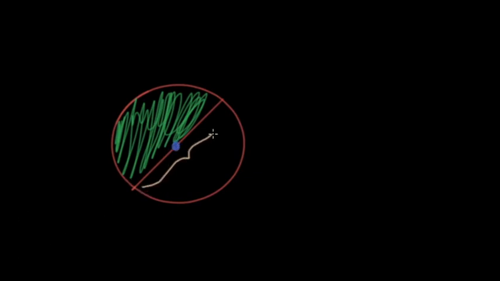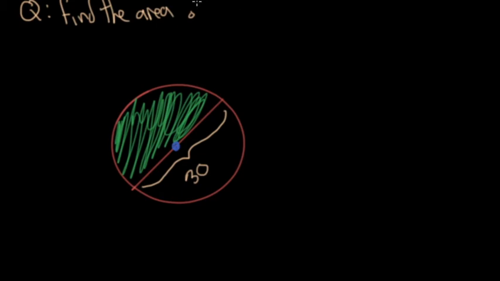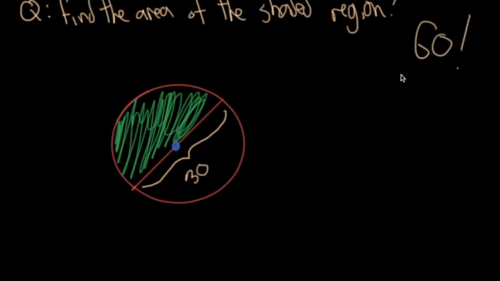I'm going to just give you the diameter, and the diameter is going to be 30. And here's my question. Find the area of the shaded region. Are you ready? Go. Okay, so we know the area of a circle is pi r squared.